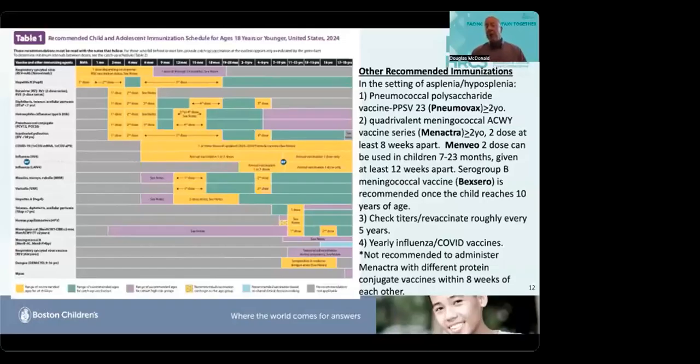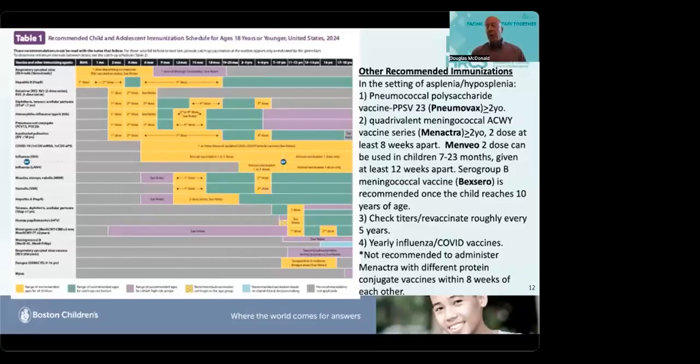Our patients are also susceptible to group B meningococcal infections, and Bexsero is recommended for our asplenic patients once children reach 10 years of age. So we do recommend monitoring titers perhaps every 5 years and revaccinating as needed.